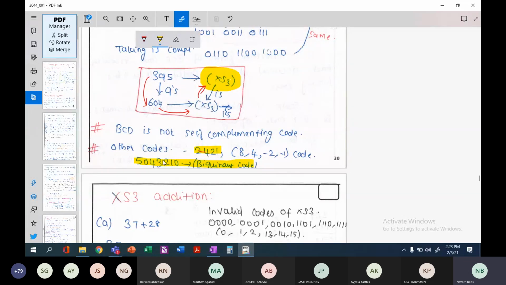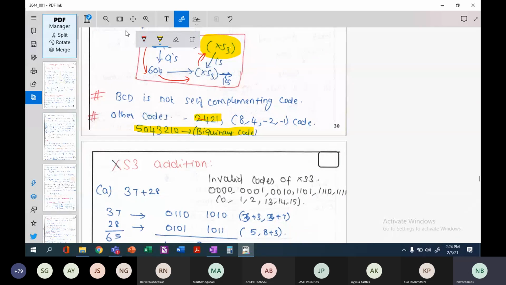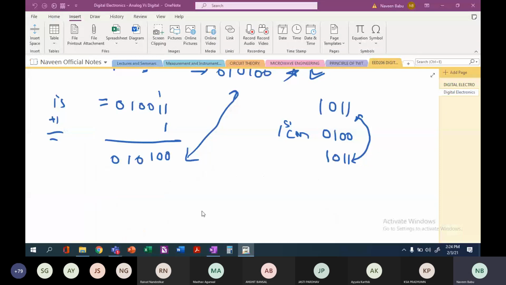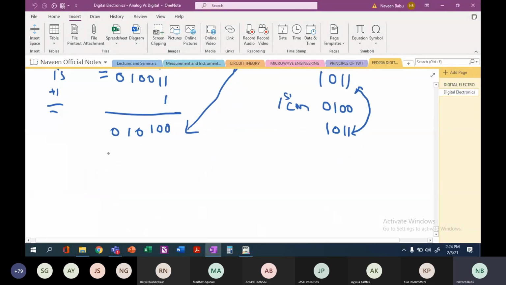Now let us perform the additions and subtractions of these XS3 codes. Now when you take XS3 code, what are valid codes and what are invalid codes? That you must know. So what are the decimal numbers we have? We have 0, 1, 2, 3, 4, 5, 6, 7, 8 and 9, right?